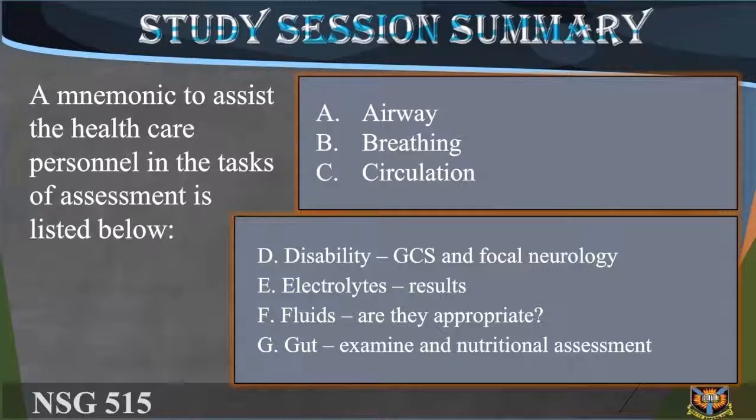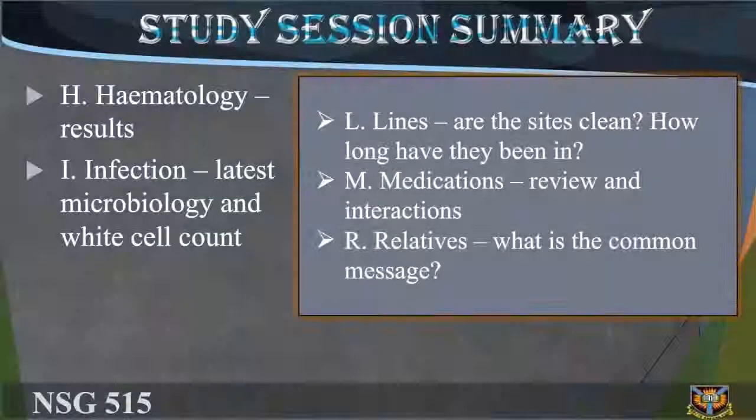A. Airway. B. Breathing. C. Circulation. D. Disability, GCS and focal neurology. E. Electrolytes. Results. F. Fluids. Are they appropriate? G. Guts. Examine and nutritional assessment. H. Hematology. Results. I. Infection. Latest microbiology and white cell counts. L. Lines. Are the sites clean? How long have they been in? M. Medications. Review and interaction. R. Relatives. What is the common message?